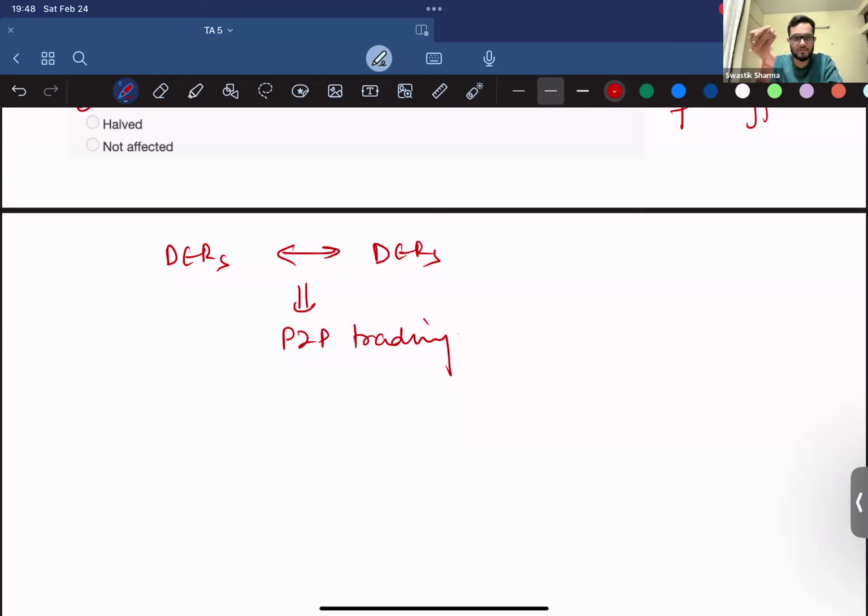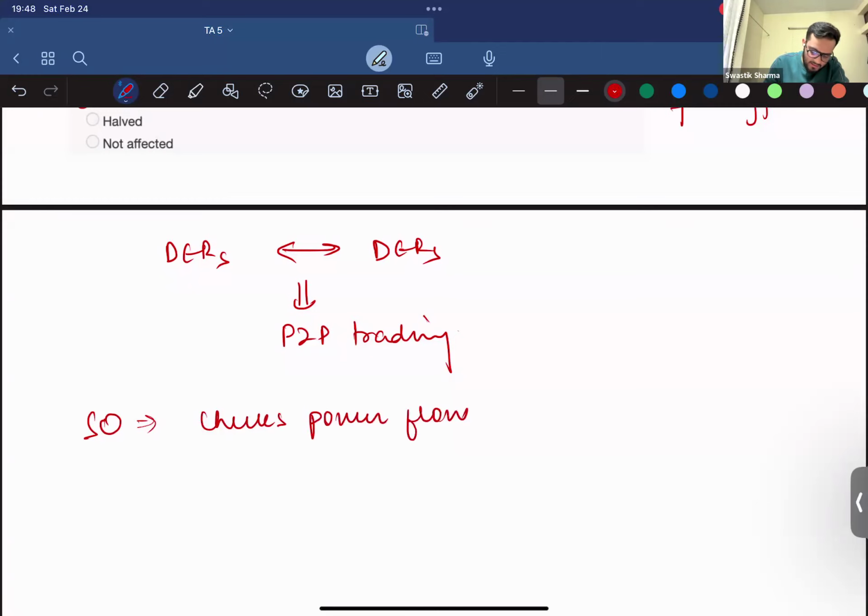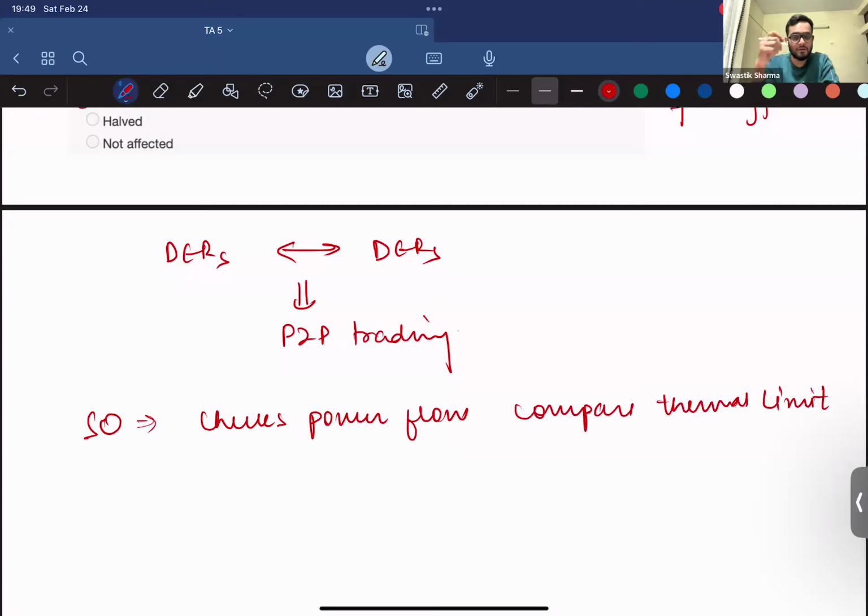And what does a system operator do? The system operator checks the power flow in each line and compares it with the thermal limit of each line. If it is more than the thermal limit, it could cause congestion in the power lines, which is bad for the system. If congestion is there, you won't be able to serve a particular load. So these transactions must be checked with the DSO, which is the distribution system operator.